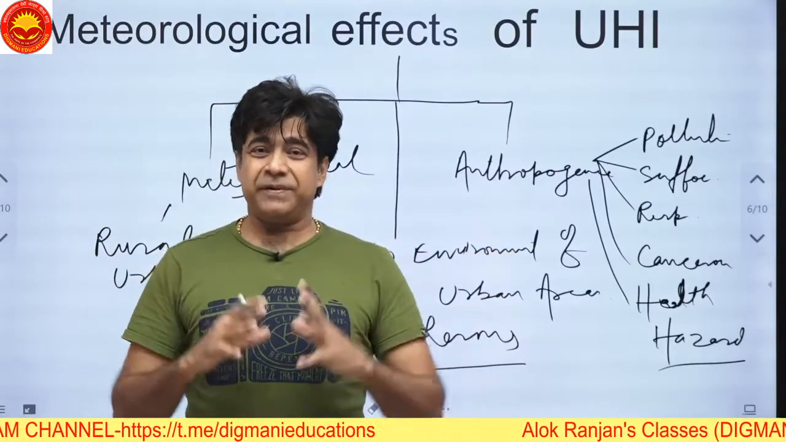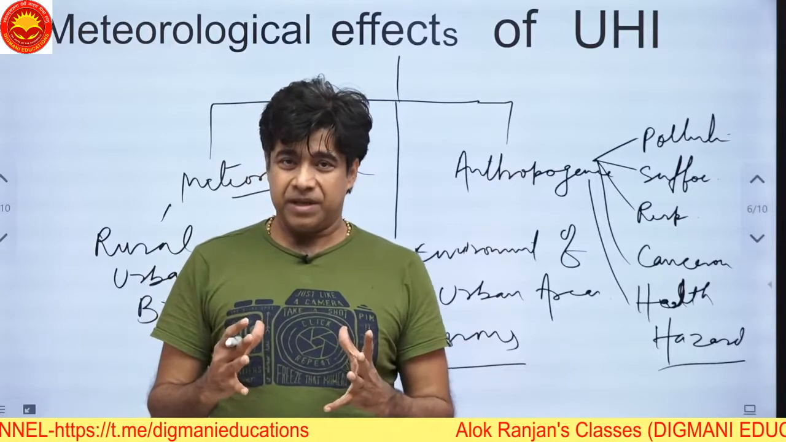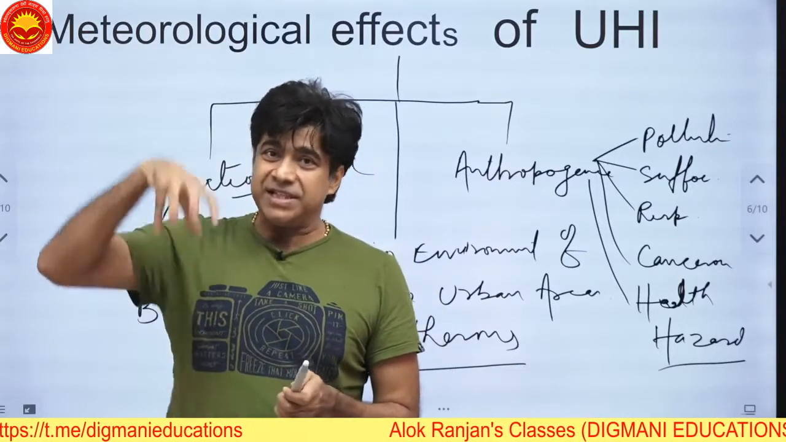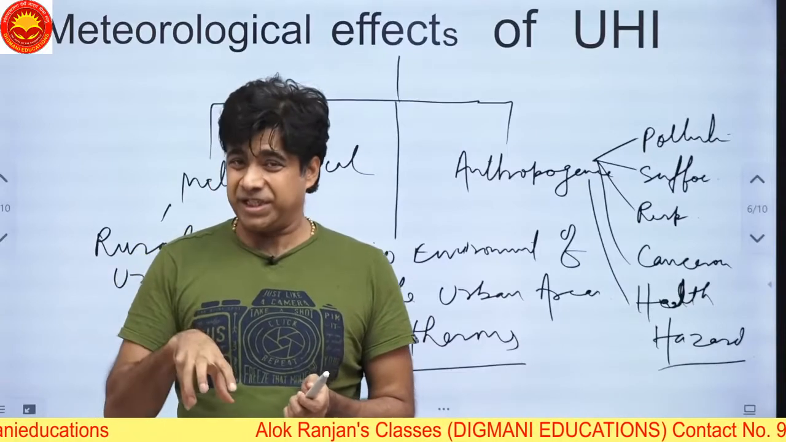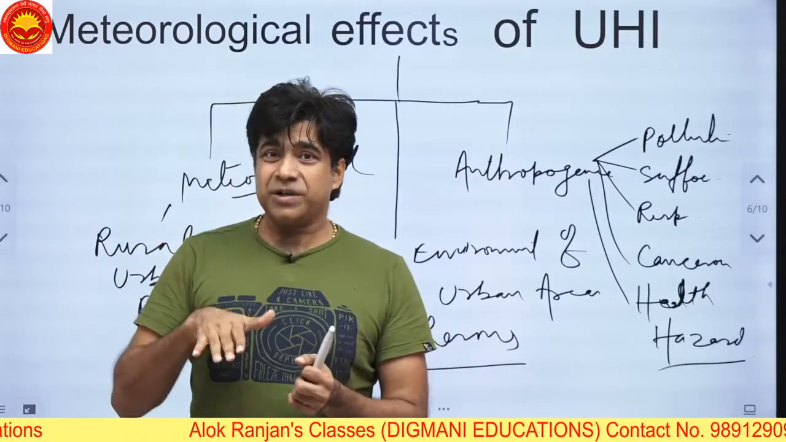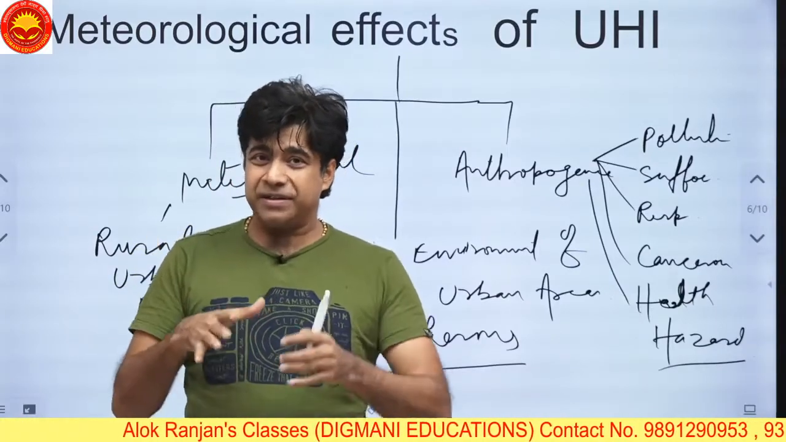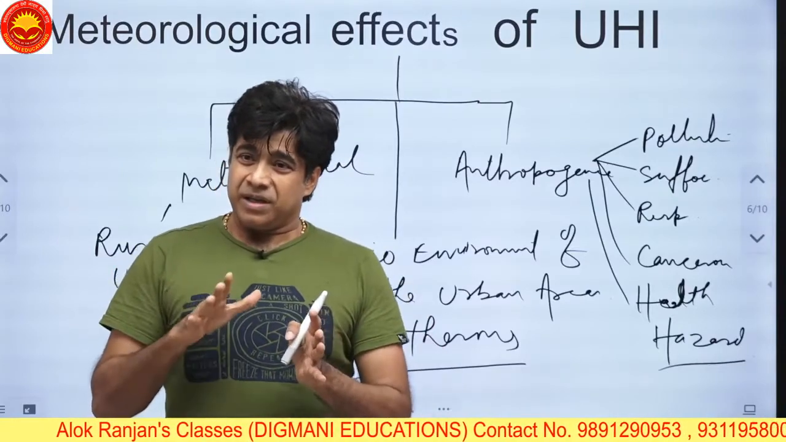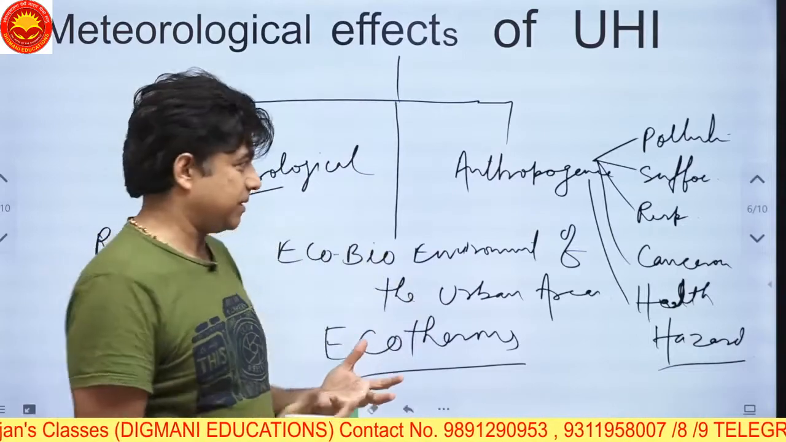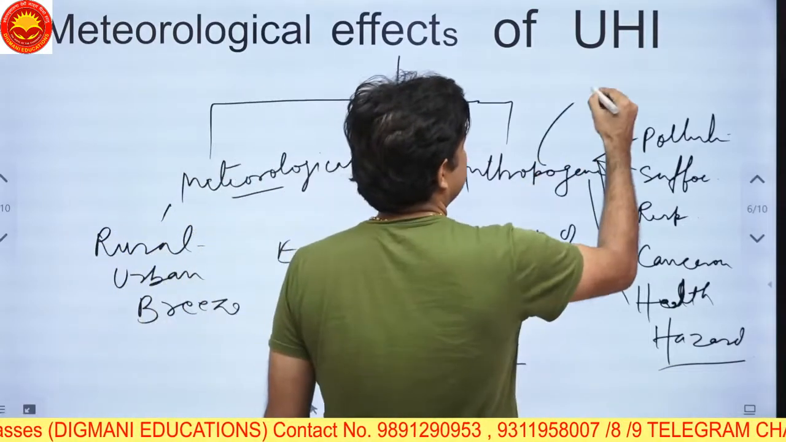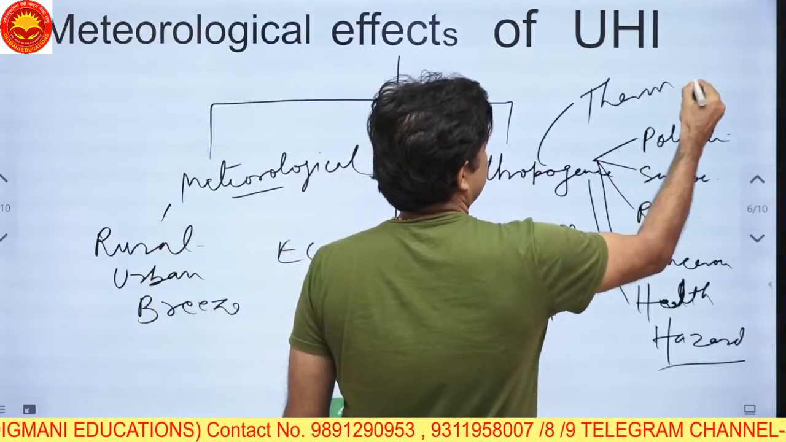Now they're also affecting the aquatic life, because when the heat is more and the air is transporting more heat, even the water drainage, the water in the city center, has much higher temperature. So we call it thermal pollution. So another form of pollution will be thermal pollution.